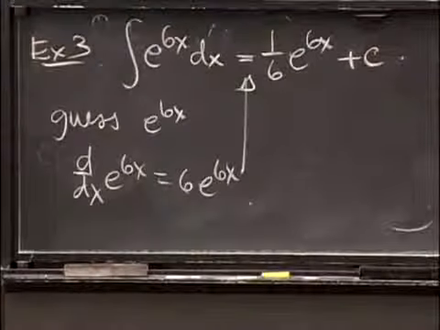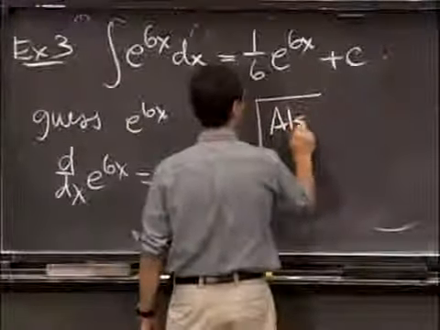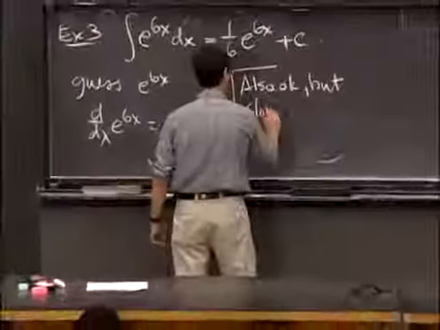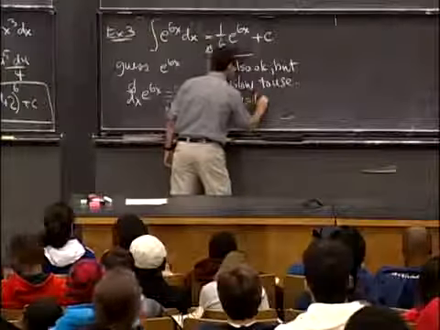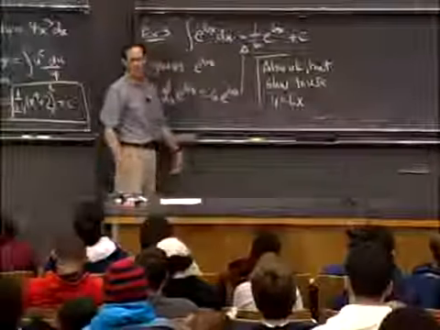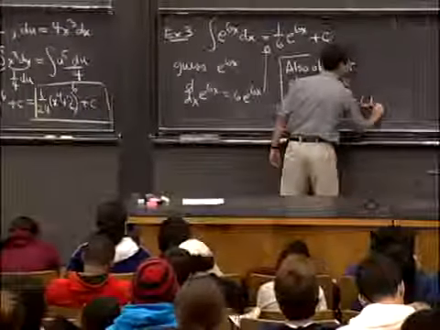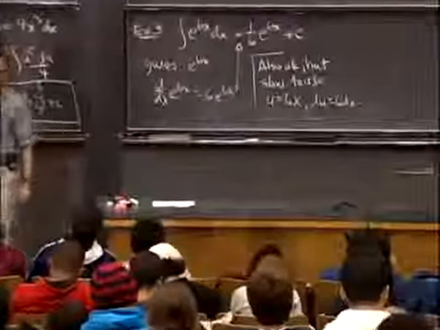Now, it's also okay, but slow, to use a substitution, to use u is equal to 6x. Then you're going to get du is equal to 6 dx, dot, dot, dot. It's going to work. It's just a waste of time.